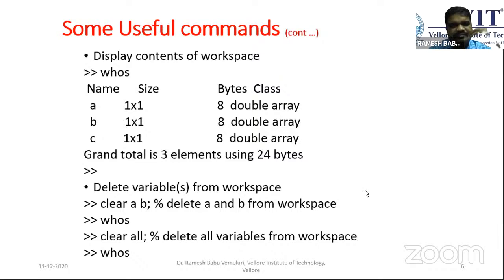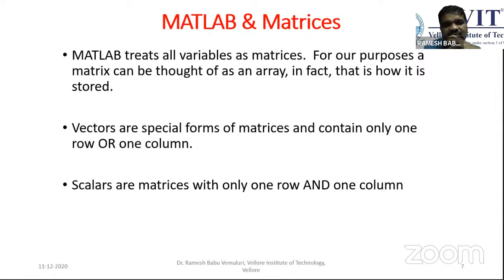So MATLAB treats all the variables as a matrix, and it notes this down as a double array. That's why all the inputs are matrices. There are also vectors. Vectors are special forms of matrices and contain only one row or one column. Scalars are matrices with only one row and one column.